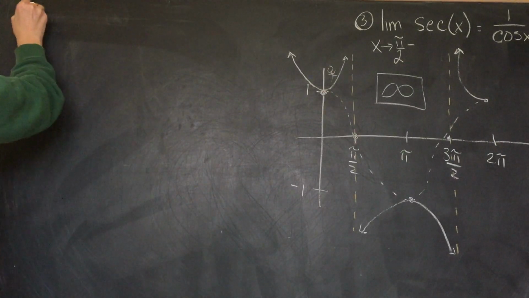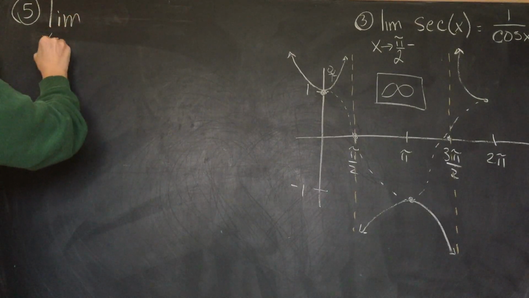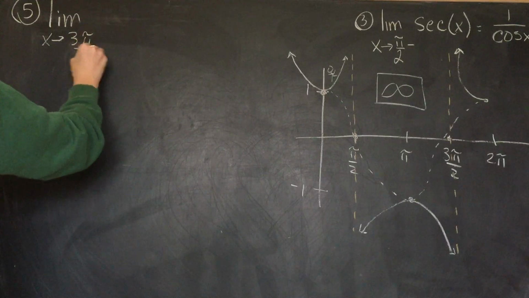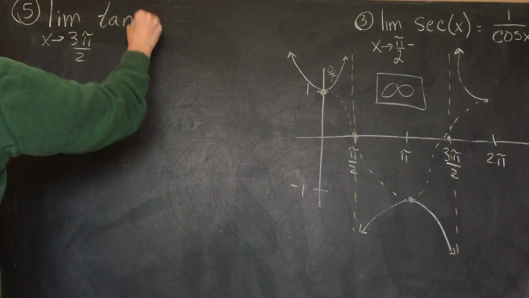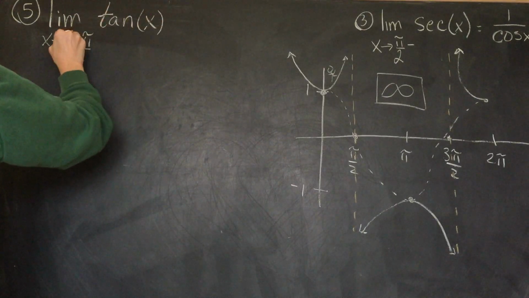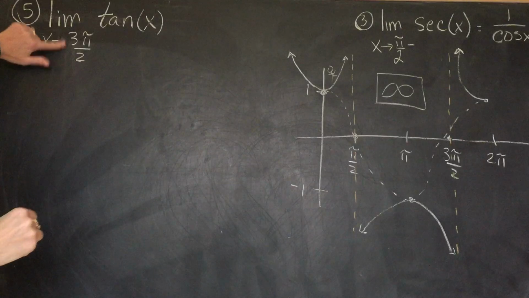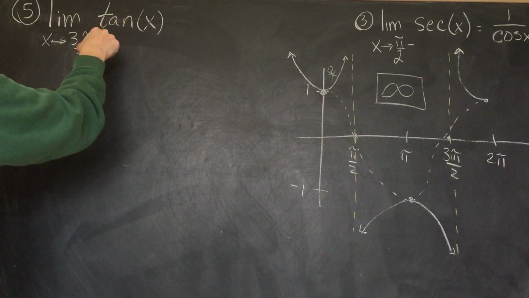So number 5 is the limit as x approaches 3 pi halves of the tangent of x. Okay, so now if you look at this one, it isn't approaching from anywhere. It's just approaching 3 pi halves. It's not from the left or from the right.